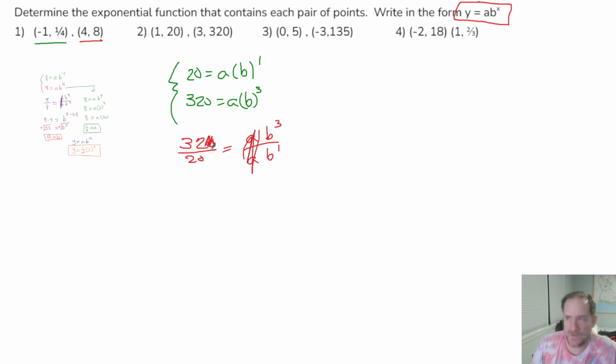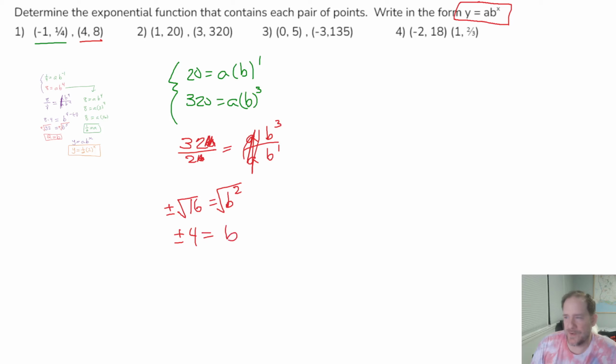320 over 20 is easy as long as you reduce first. They're both divisible by 10, right? So divide by the 10. Then 32 divided by 2 is giving 16. And that apparently equals b to the 3 minus 1. That's b squared. So you take the square root of both sides. And don't forget that technically, when you take the square root, you get a positive root and a negative root. So technically, you get plus or minus 4.